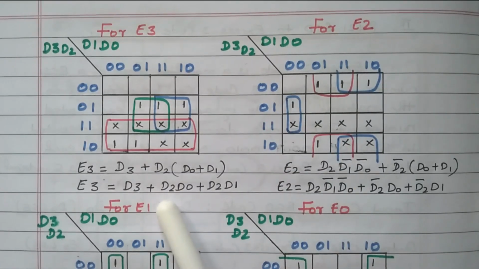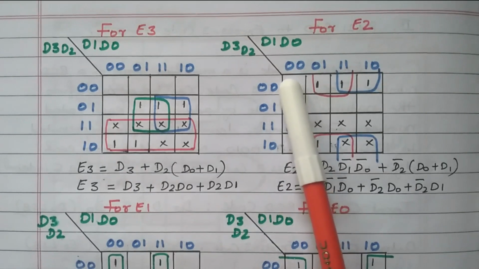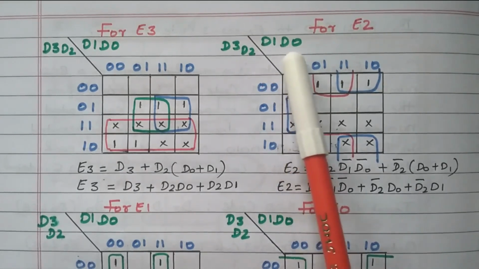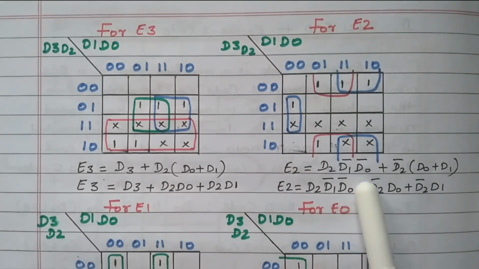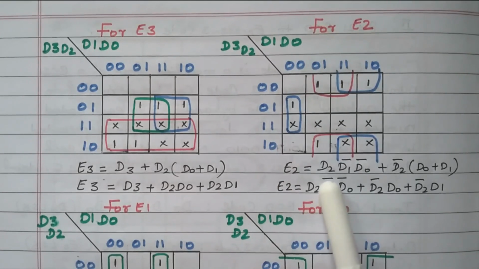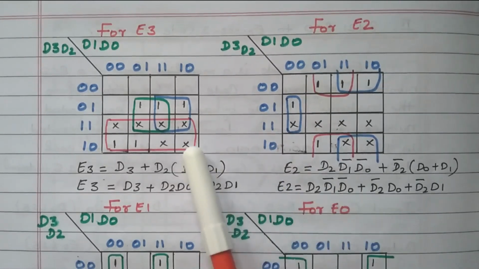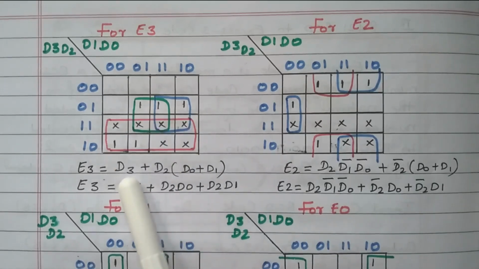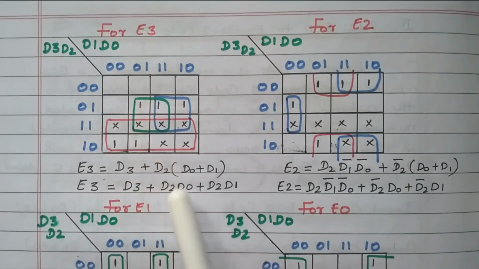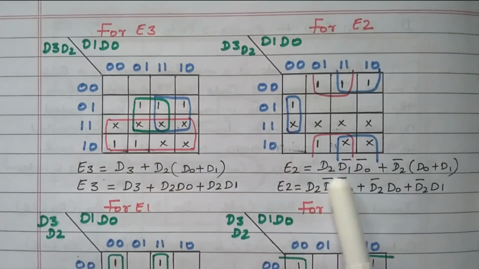Same thing we discussed here also: second row and third row means D2. Correspondingly, what is available in the first column? 00. 00 means D1, D0, that is D1 bar, D0 bar. So while grouping these 2 cells, we got D2, D1 bar, D0 bar. While grouping 8 cells, we get only 1 variable. While grouping 4 cells, we get 2 variables. While grouping 2 cells, we get 3 variables.